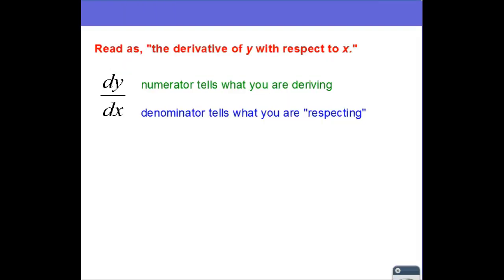So let's talk a little bit about notation. We have used primarily y prime, but we've also used dy dx. So let's talk a little bit about this. What this means is the derivative of y with respect to x. And we read this dy dx. So the numerator tells you what you're deriving, and the denominator tells you what you are respecting.